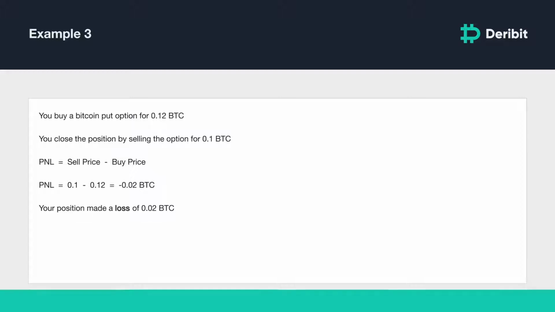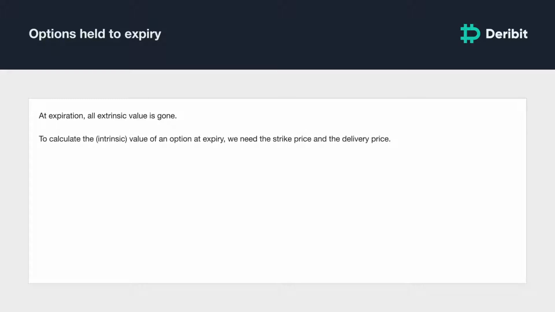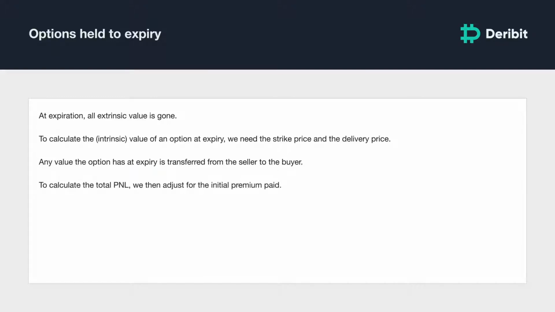Now, speaking of options held to expiry, at expiration all of the extrinsic value resulting from volatility and time is gone. To calculate the value of an option when held to expiry, we just need to know the strike price and the delivery price at expiration. Any value the option has at expiry is transferred from the seller to the buyer. To calculate the total profit and loss, all that then needs to be done is to adjust for the initial premium paid.